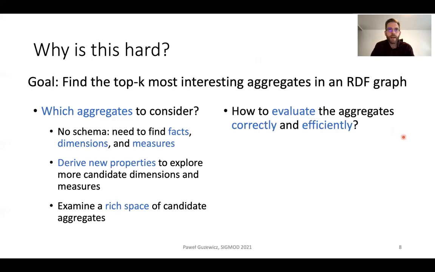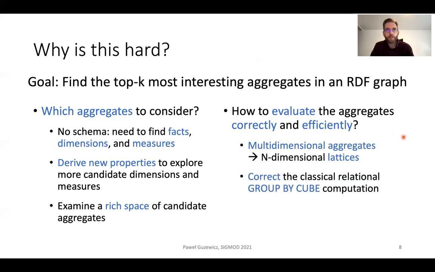Our second challenge is then to evaluate the aggregates correctly and efficiently. We aggregate over multiple dimensions, and thus we construct n-dimensional aggregate lattices. Classical relational group by cube aggregation fails to provide correct results on RDF data. Finally, we want to improve the runtime by avoiding computational effort on uninteresting aggregates.